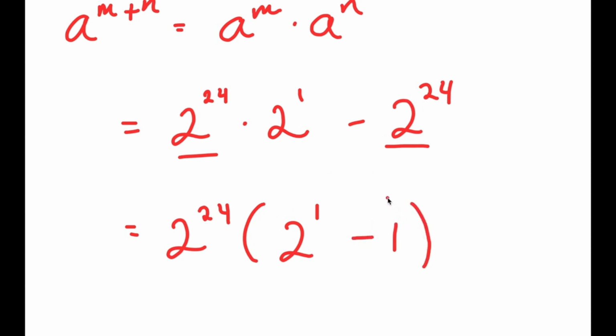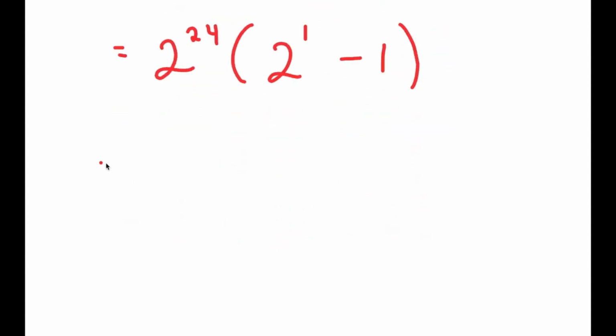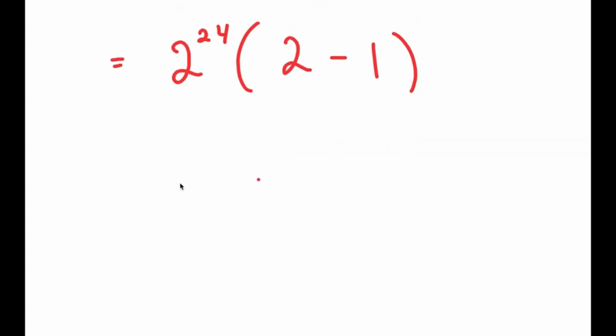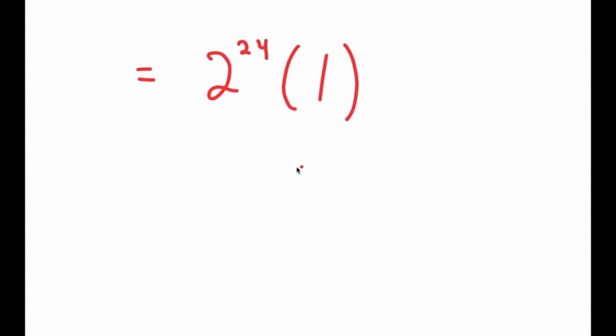So I get 2 to the power of 24 times 2 to the power of 1 minus 1, which is equal to 2 to the power of 24 times 2 minus 1, which is equal to 2 to the power of 24 times 1. And this is just anything times 1 is obviously just equal to itself. So this is just equal to 2 to the power of 24.